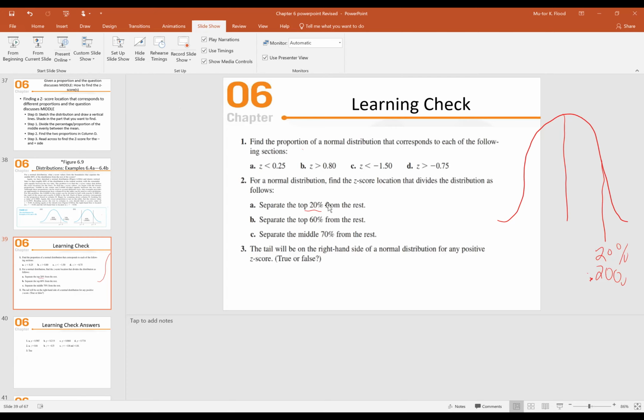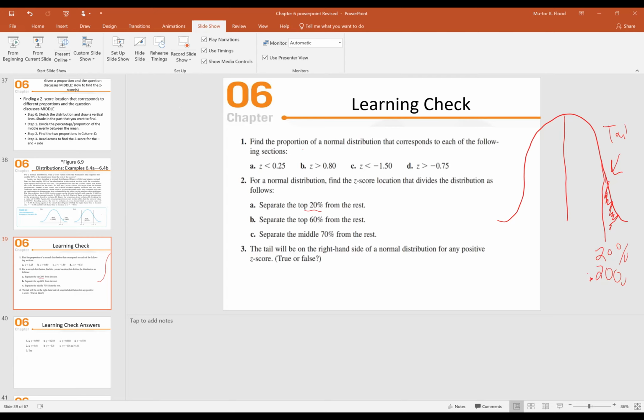So in this one, let's see. We're going to look at the 20%, which is this small part right here. It's that tail. So what we're going to do is go into column C in our unit normal table and find the closest proportion to 0.2000. So let's do that.